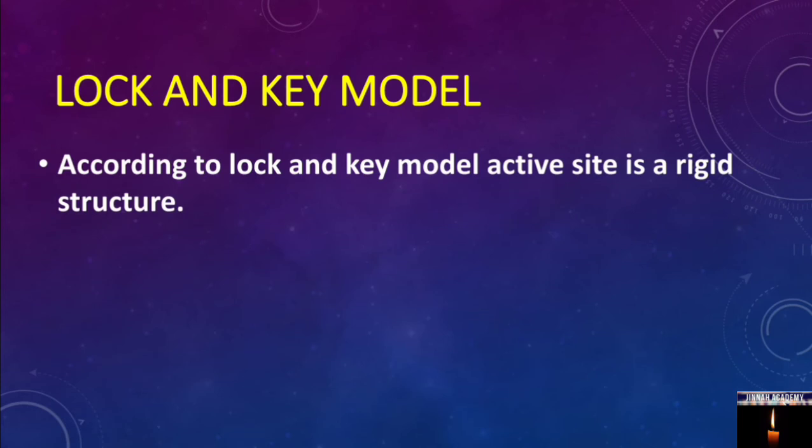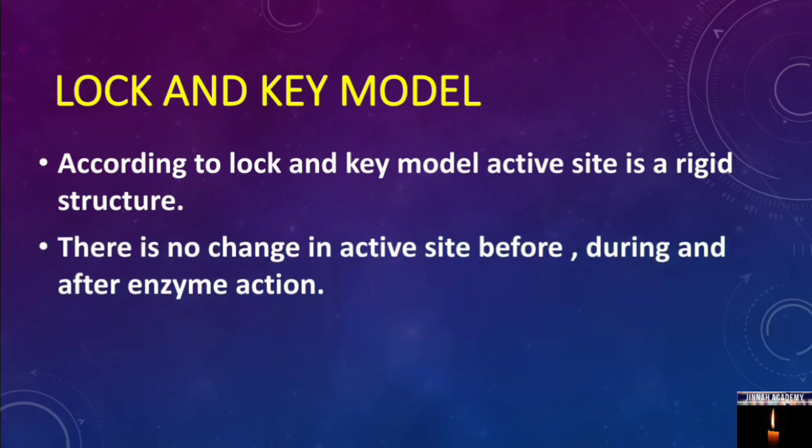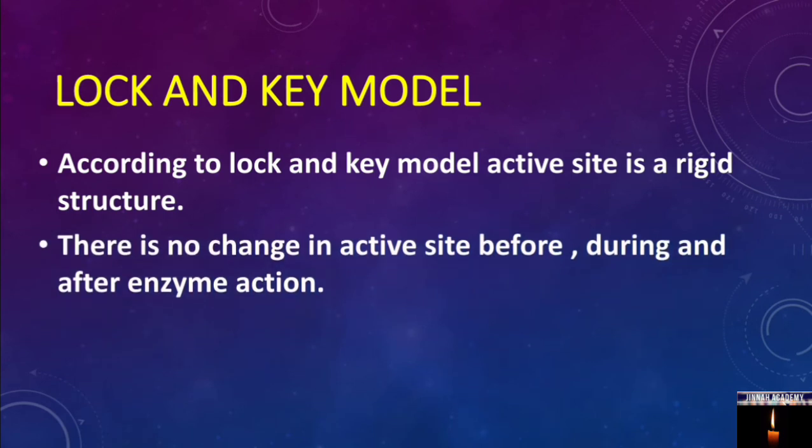According to the lock and key model, the active site is a rigid structure. We know that the substrate is attached to the enzyme at the active site. In this model, it is said that the active site is a rigid structure. There is no change in the active site before, during, and after the enzyme action.